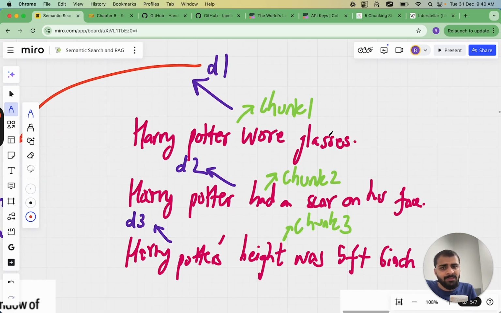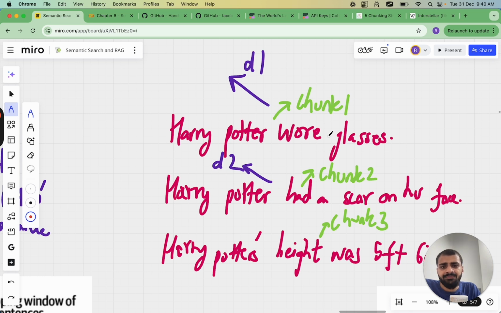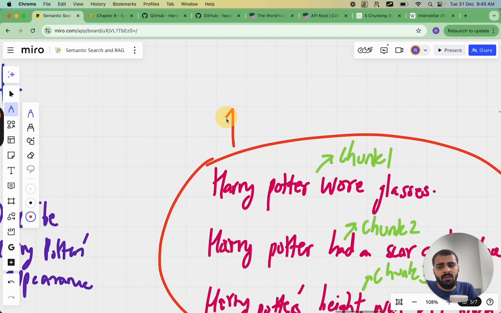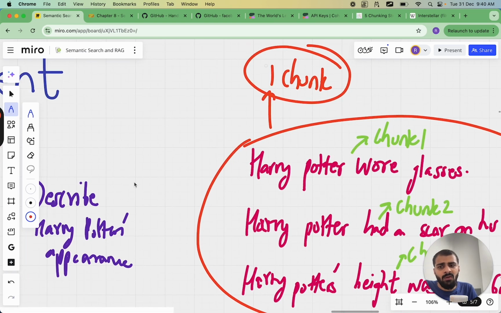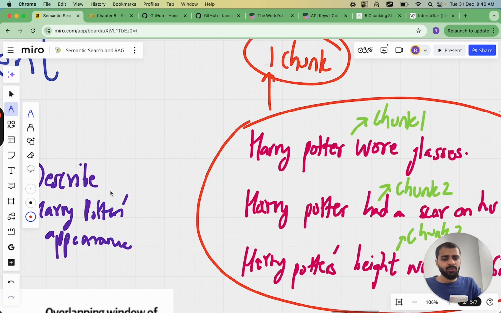But the problem which has happened right now is that we have chunked all of them into different chunks. So only one chunk can be returned at a time. One way to get around this is simply to encode all of this as one chunk. That way, when you say describe Harry Potter's appearance, this entire chunk will be given to you. So you see there is a trade-off between having granular level of chunks versus having big chunks.